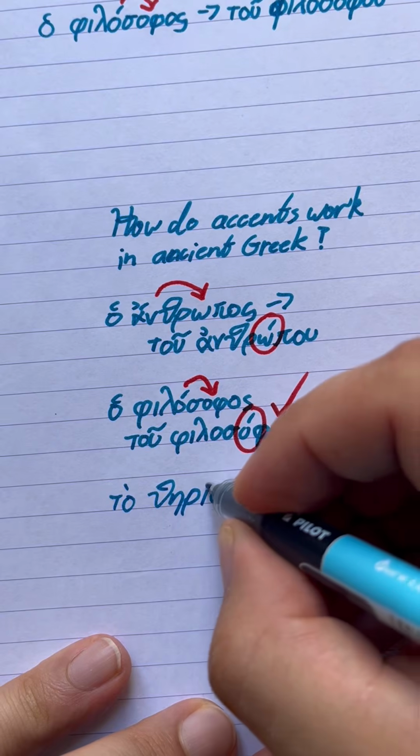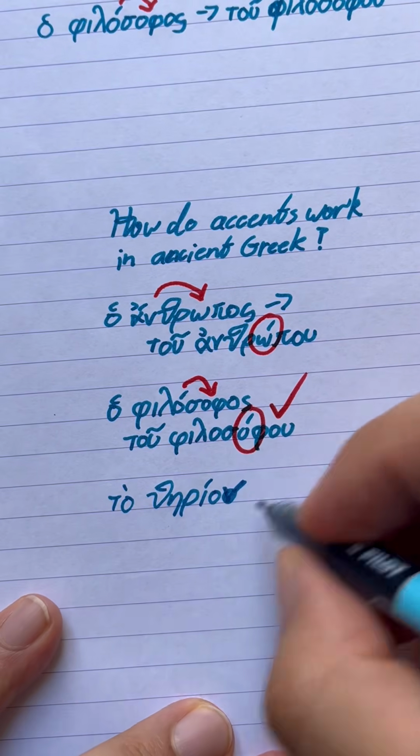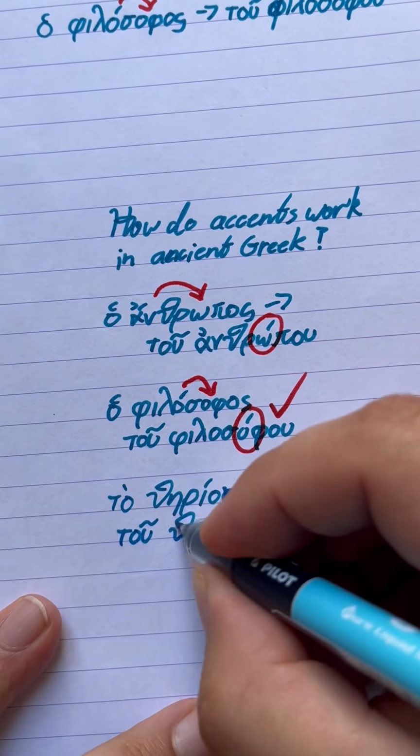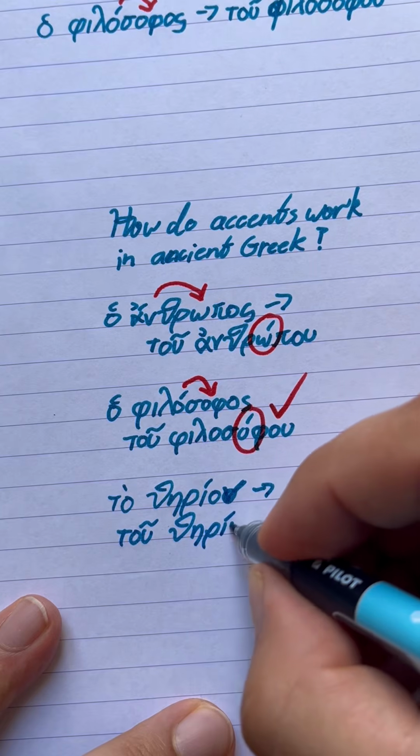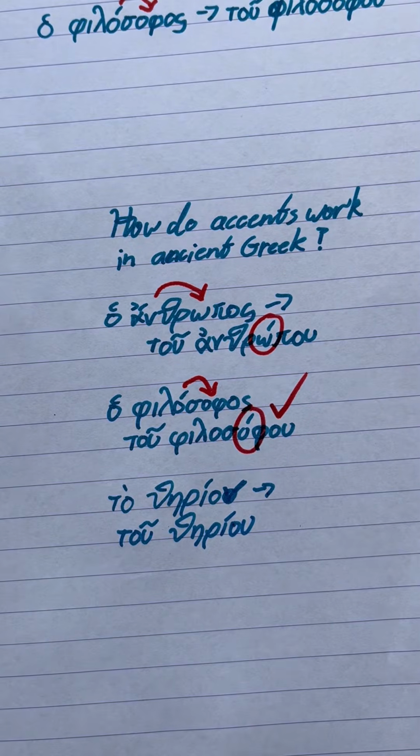One example where it's on the second to last syllable already is toterion, which, when we add a long vowel, doesn't change anything.